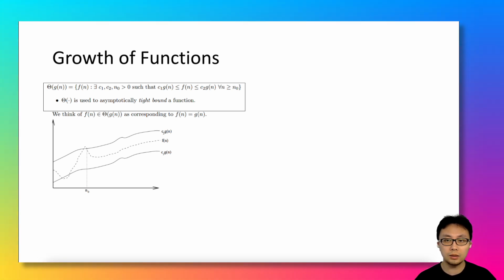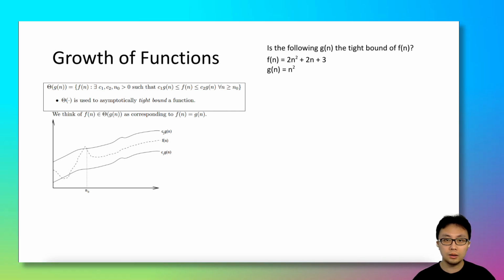Let's look at an example to help you make sense of the tight bound. The question is similar to what you have seen. It's asking if the given Gn is the tight bound of Fn. Both Fn and Gn are square functions. Fn is defined as 2 multiplied by n squared plus 2 multiplied by n plus 3. Gn is defined as n squared.